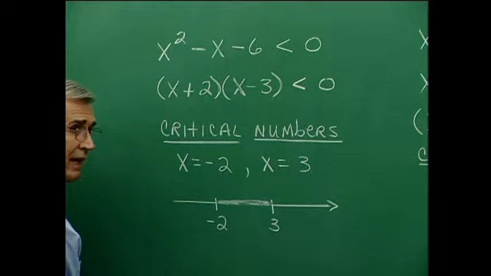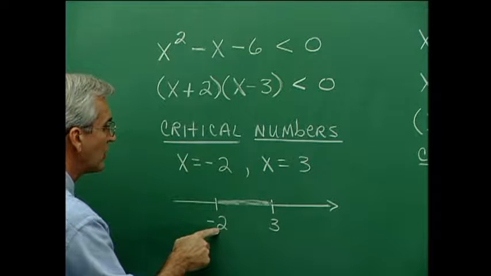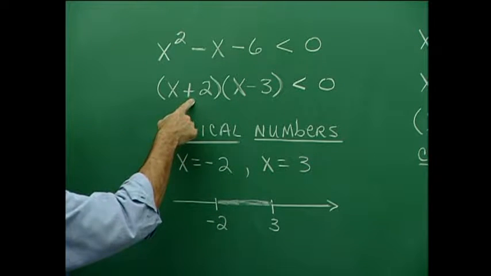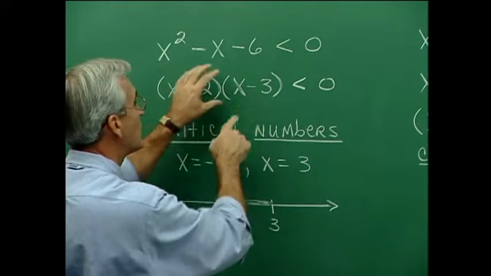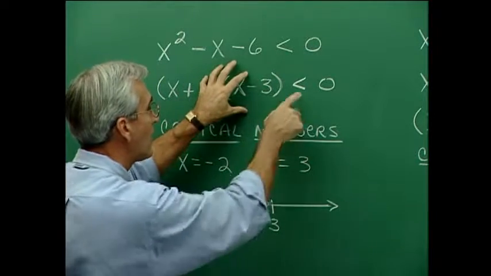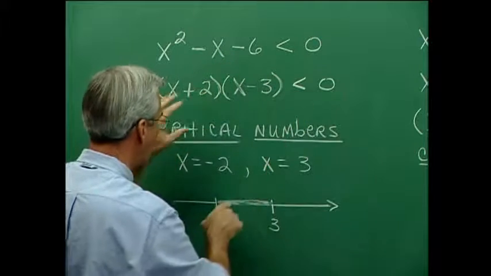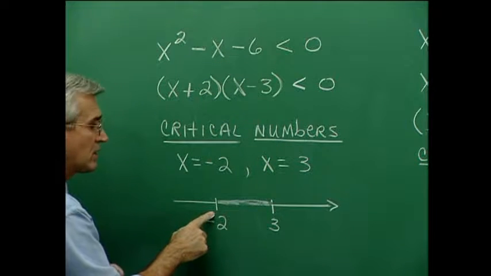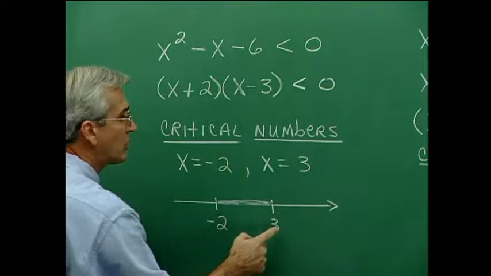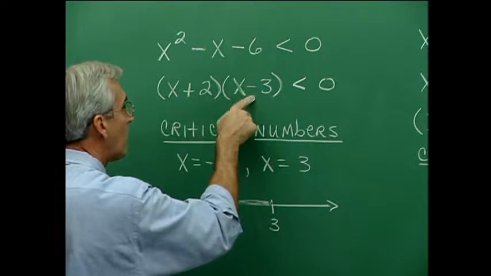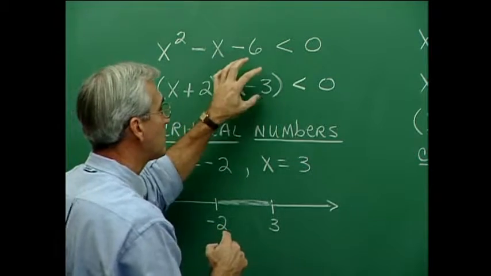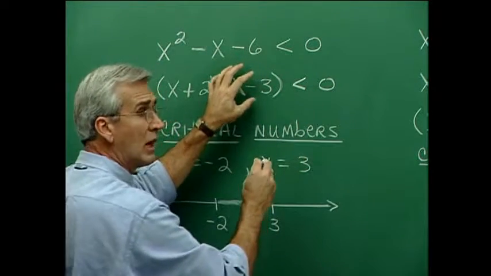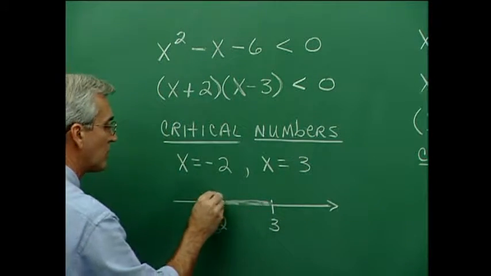Now what about the critical values themselves? If x is -2, -2 was a 0 for that factor. So the critical value makes this 0. Who cares what this is? 0 times anything is 0. 0 less than 0? No. So this number is not a part of the solution region. What about 3? By the same token, 3 doesn't work. It's a 0 of this factor, and therefore it causes this whole side of the inequality to be 0. 0 is less than 0 is not true, so this is not a part of the solution region.